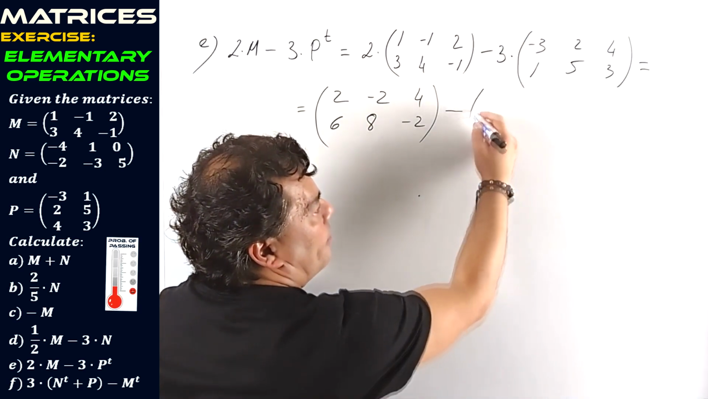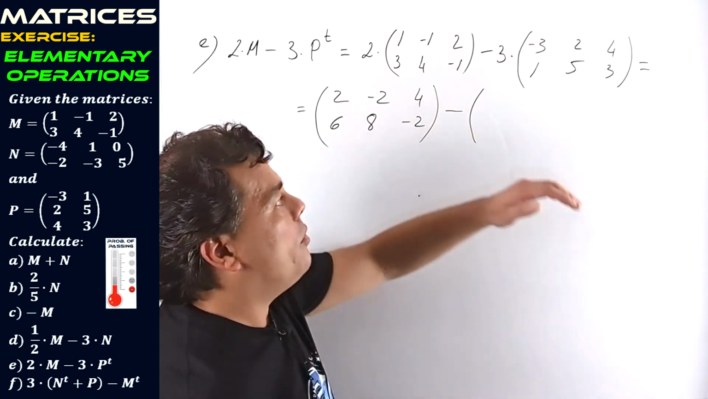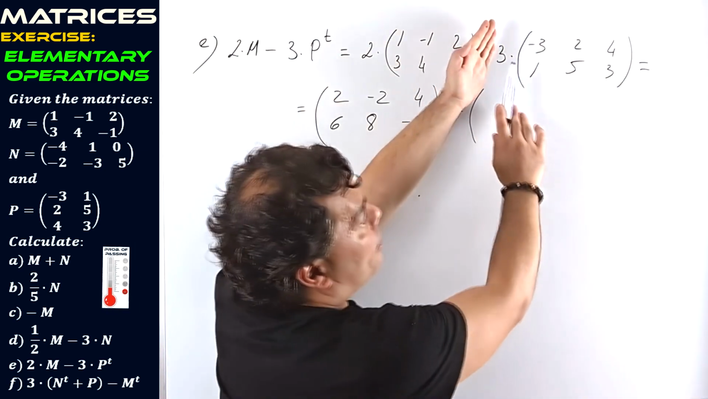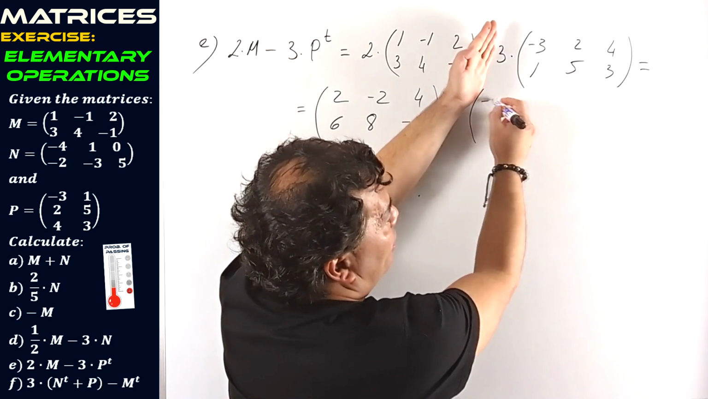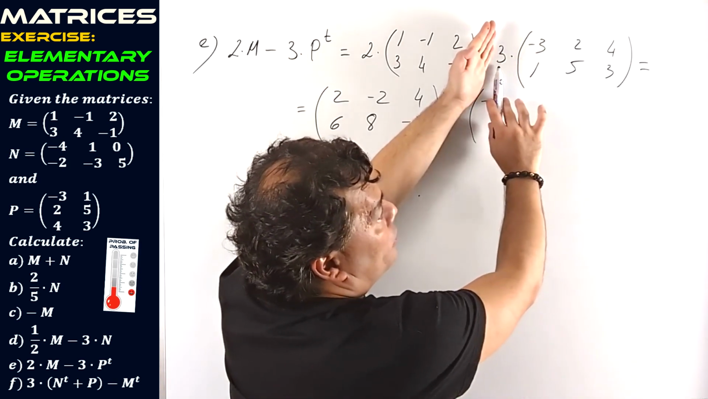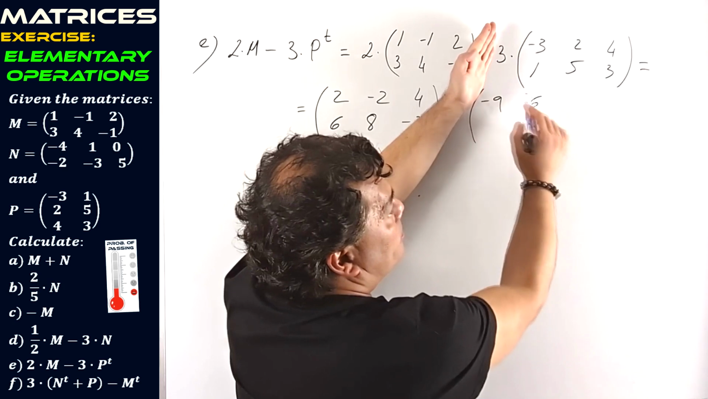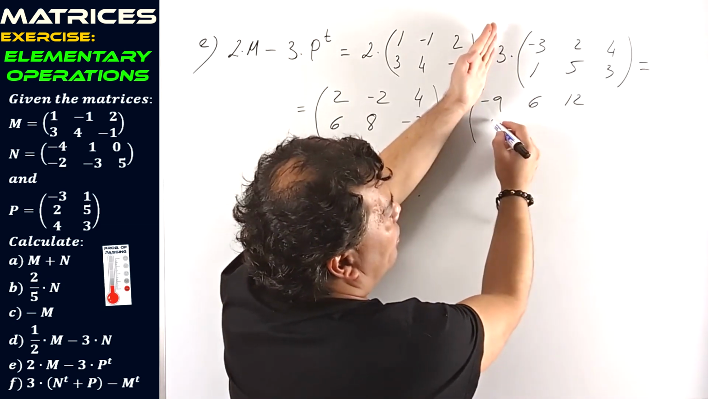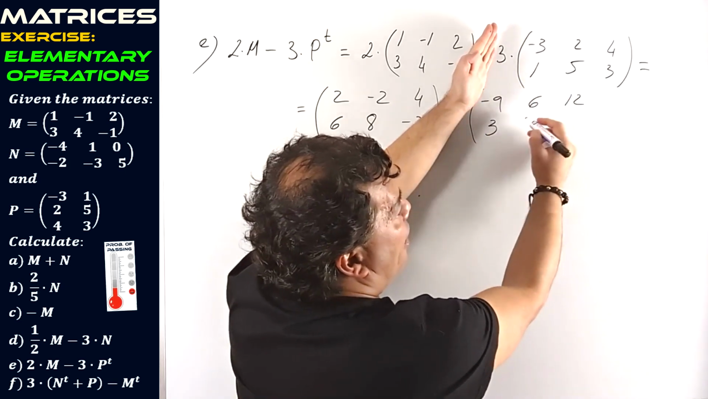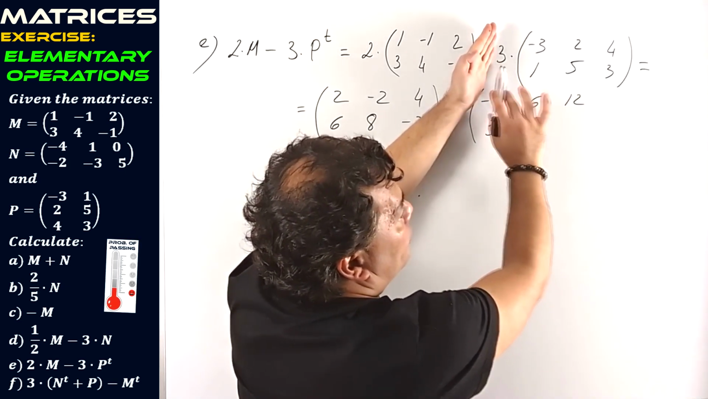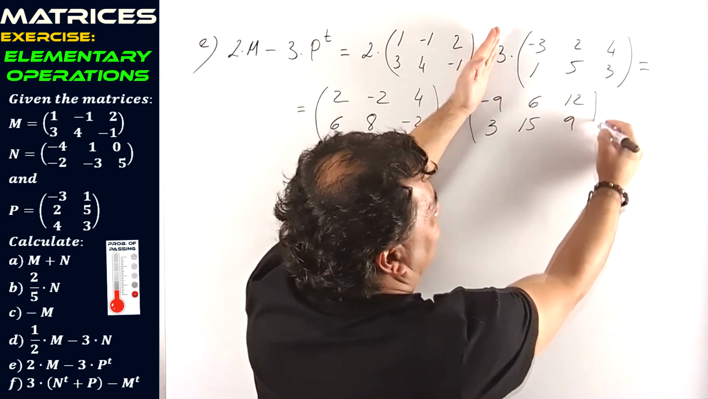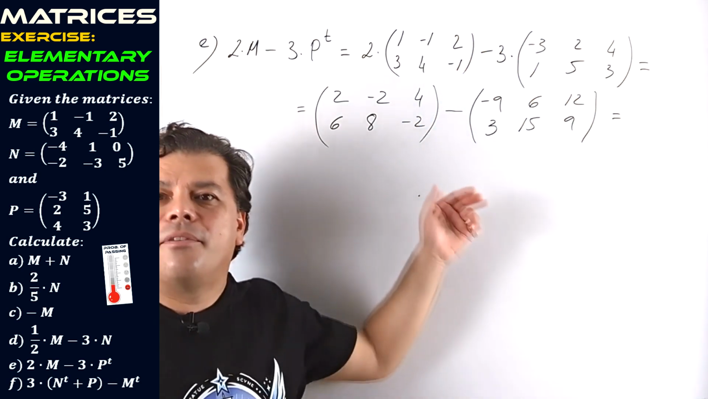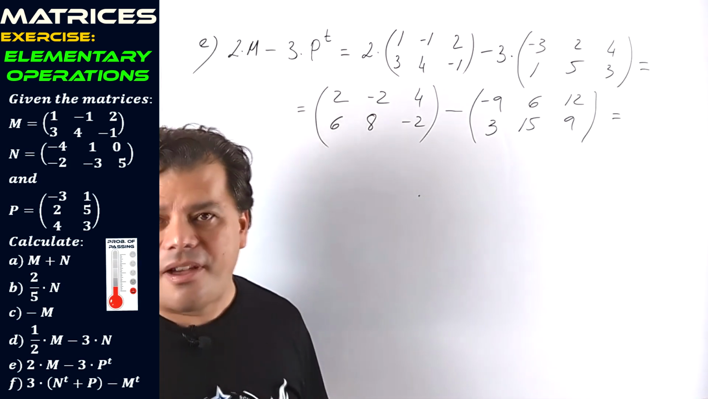Minus. And as I told you, we are multiplying number 3 by every element inside. 3 times negative 3, negative 9. 3 times 2, 6. 3 times 4, 12. 3 times 1, 3. 3 times 5, 15. And 3 times 3, 9. Now it's time to subtract both matrices, and we have finished our section.